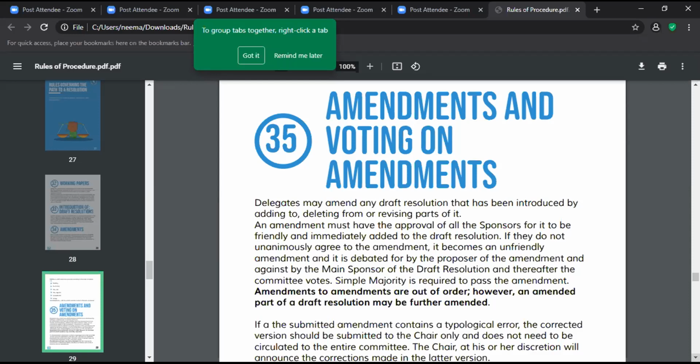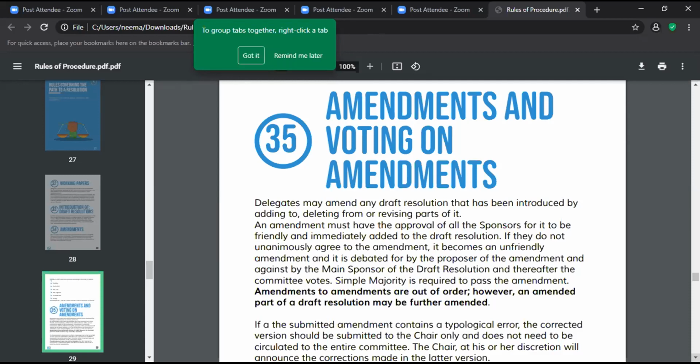An amendment must have the approval of all the sponsors for it to be friendly and immediately added to the draft resolution. If they do not agree to the amendment, it becomes an unfriendly amendment and it is debated, both the proposers of the amendment and the main sponsor of the resolution, and then the committee votes. A simple majority is required to pass the amendment. I've said it's 2/3 of the members who are present.